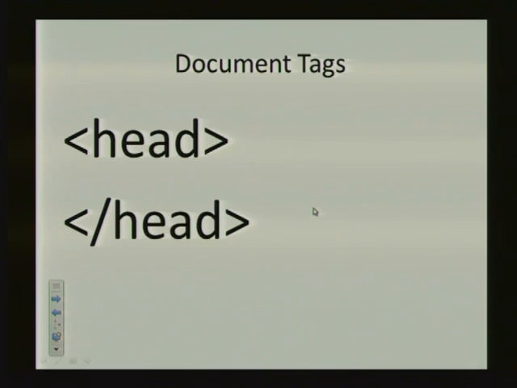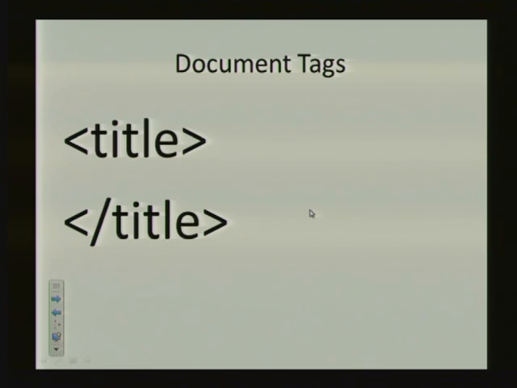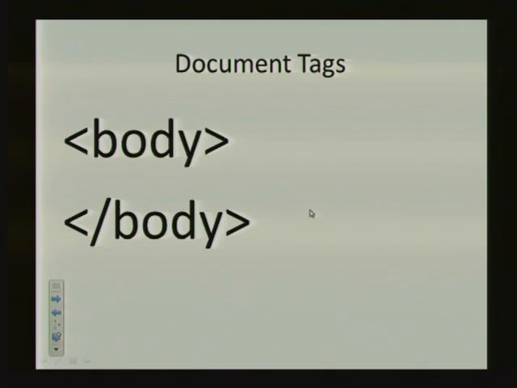The next tag we're going to look at is called the head tag. And this tag will contain the title of your web page. That leads us to our title tag. Once again, this is called a container tag as it has both a start and end tag. The next tag is the body tag, and this will contain the main section or whatever is going to be displayed on your web page.